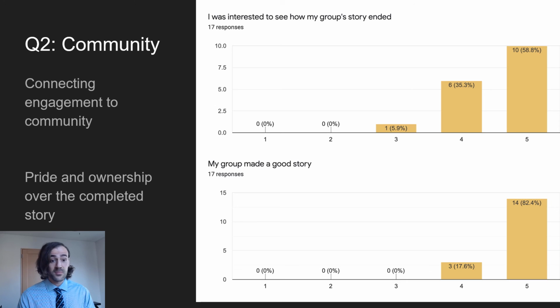Focusing on that second question about community building, I think it connects pretty closely to engagement. There's a greater pride over the completed story. And this is also something we found in that Gabriel and Connell article. They were interested in seeing how their story ended. So of course for the assignment, technically they didn't need to watch the next video after theirs, but only one person reported that they were neither interested nor disinterested. But everybody agreed that my group made a good story. And so there's ownership there. They felt proud of it.